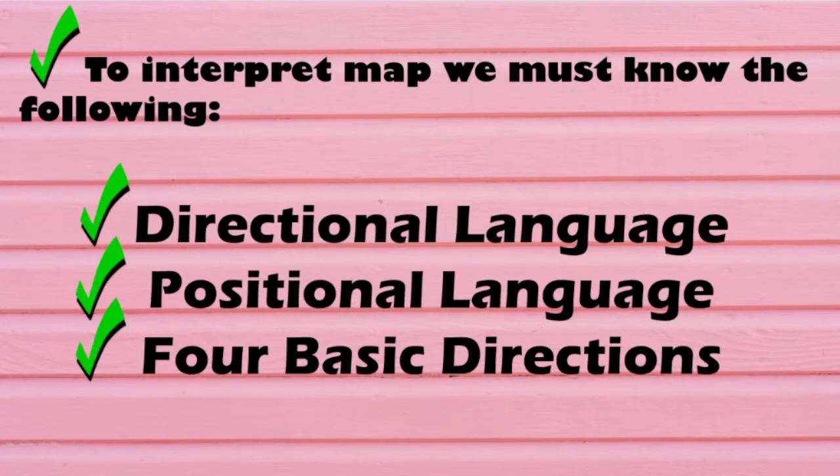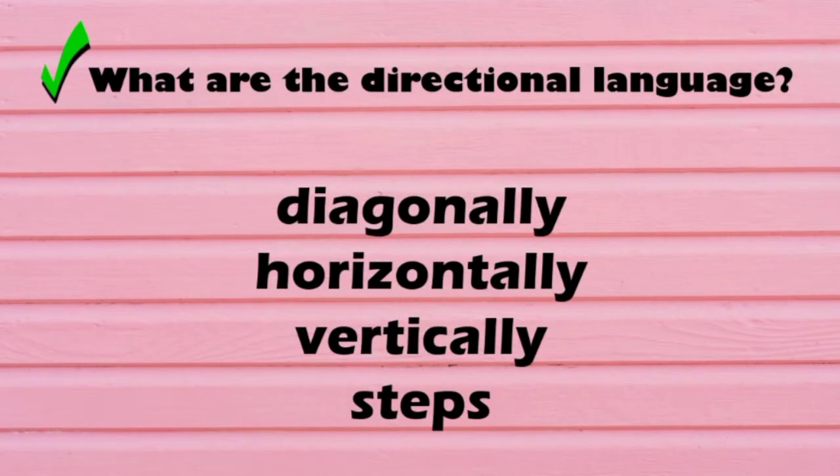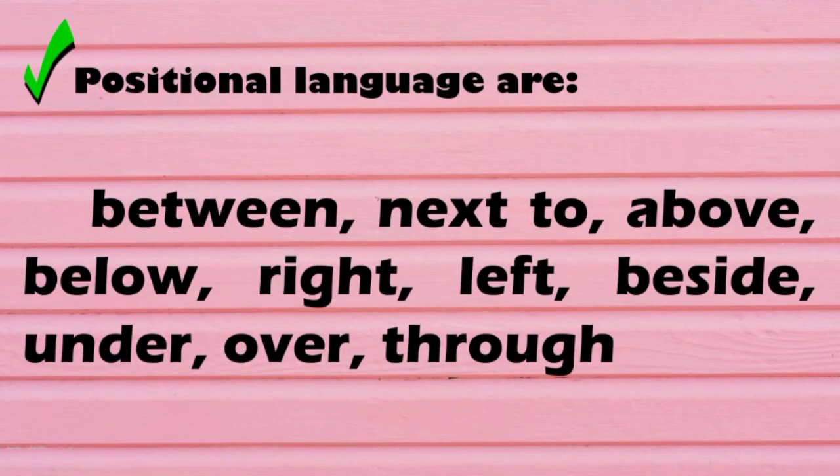Aside from the legend key, symbols, and signs used in a map, we must know also the directional language, positional language, and the 4 basic directions to interpret the map. So what are these directional languages? These are the diagonally, horizontally, vertically, and the steps. The words between, next to, above, below, right, left, beside, under, over, and through are the positional languages used in interpreting a map.